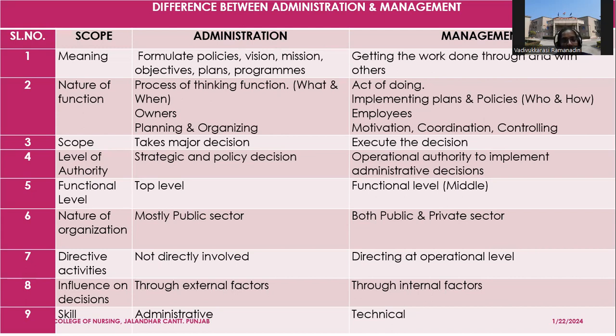Influence on decisions: in administration, since it is the government sector, external forces or factors influence decision making, whereas in management, it is more of an internal factor, because it is the execution activities inside the organization. Whatever is laid down by the administrative people, they have to implement. So it is of internal factors. In terms of skill, in administration you must possess administrative skill, whereas in management, you should have subject knowledge, so it is technical skill.